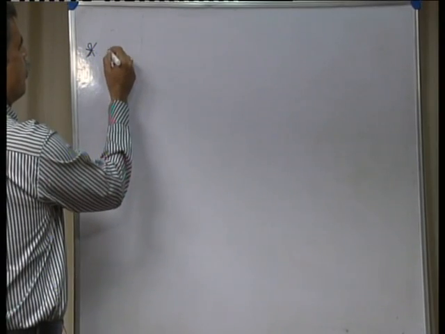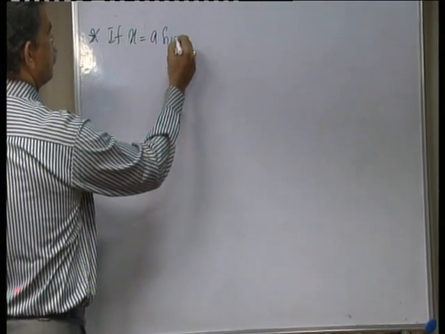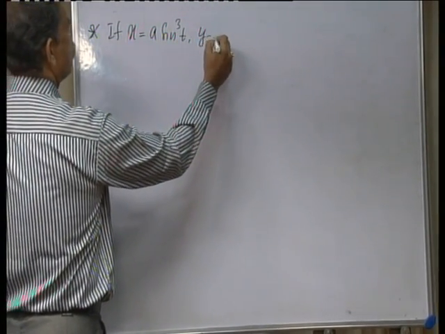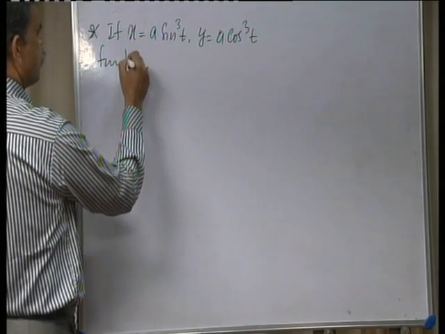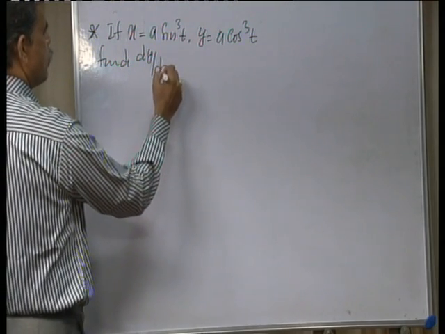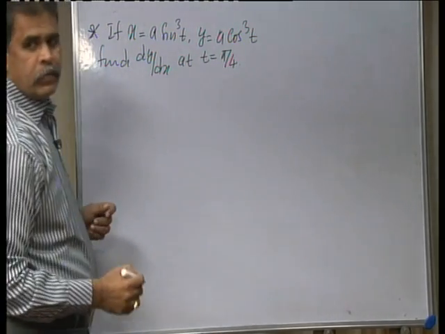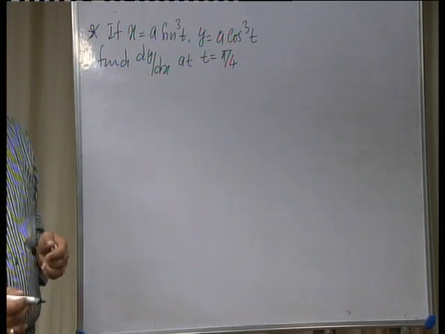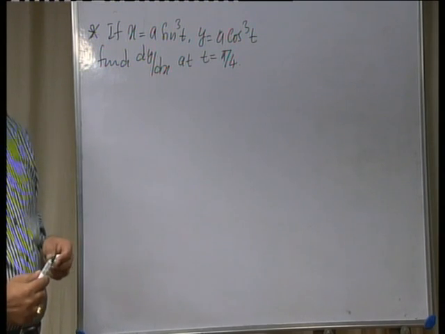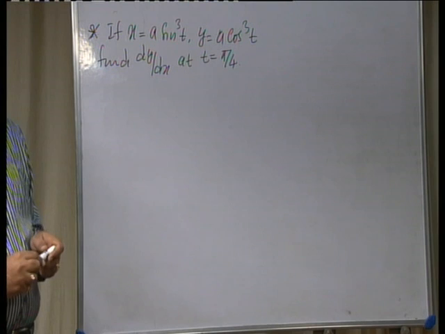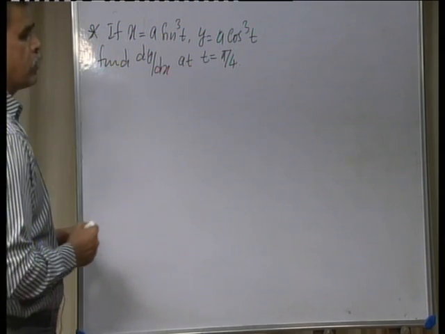Next question: if x is equal to a sin cube t, y is equal to a cos cube t, find dy divided by dx at t is equal to pi divided by 4. This is a very important question, and many times it is asked in exams. What is the question? x is equal to a sin cube t and y is equal to a cos cube t. With that we have to find dy by dx at t is equal to pi by 4.